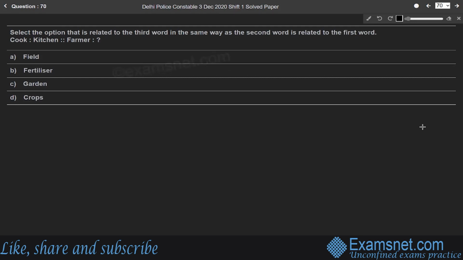Question 70. Select the option that is related to the third word in the same way as the second word is related to the first word. Cook is related to kitchen, so farmer is related to. So here, a cook cooks in the kitchen, right, to make food. Similarly, farmer works in the field to produce crops. Therefore, farmer is related to field.